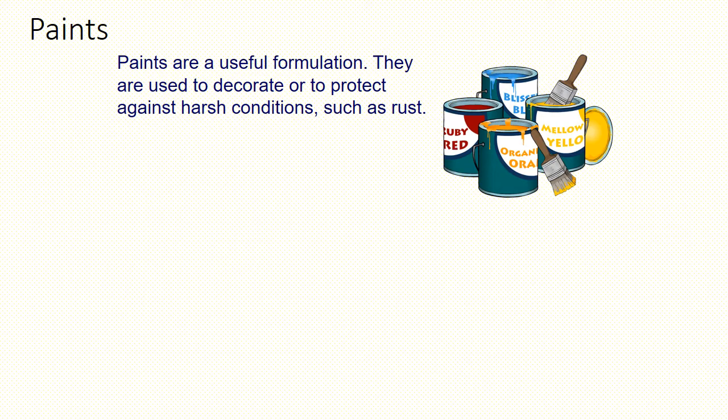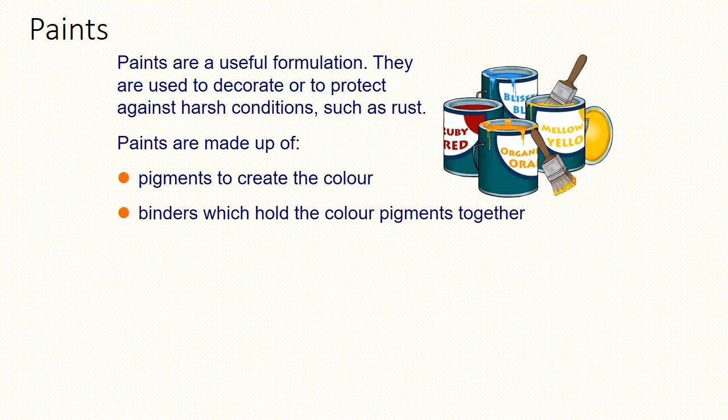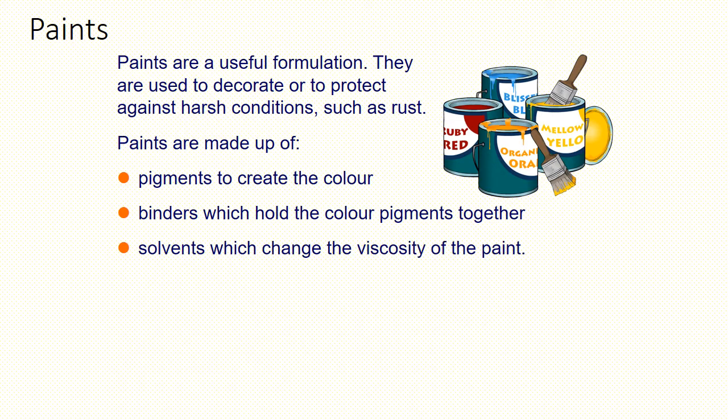So here's just some examples for us to work to, so you don't particularly need notes on this bit. Paints, we've said, are an example of formulation. They can be used for decoration, for stopping metal corroding, or to preserve wood or something like that. So paints have a number of different components within them. They have the pigments, which give us the colour, they have binders which hold the colours together, and then they have solvents which often dissolve the pigments, and they will also affect how thick the paint is.